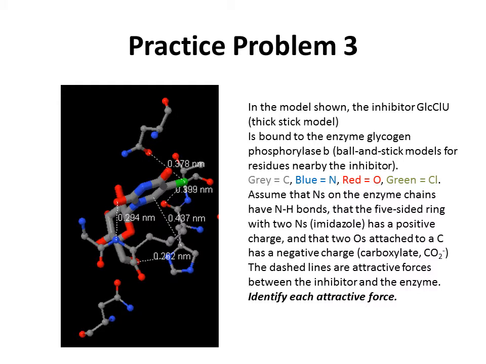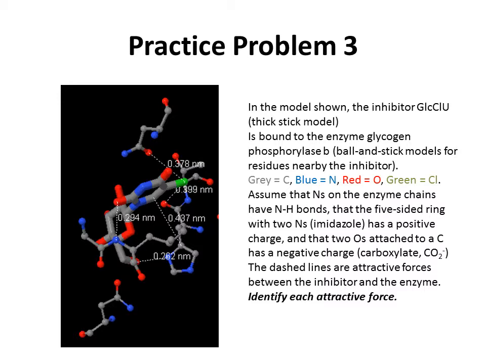Practice problem 3. Okay, the picture on the left looks pretty complicated. It has to do with an inhibitor binding to an enzyme. In the model shown, the inhibitor, GLC-CLU, is a thick stick model. So you see those thick bonds for the middle structure, that's the inhibitor. That's bound to the enzyme glycogen phosphorylase B, which would be a huge molecule, so we're only showing the portions that are very close to the inhibitor. And we're showing those as ball and stick models.